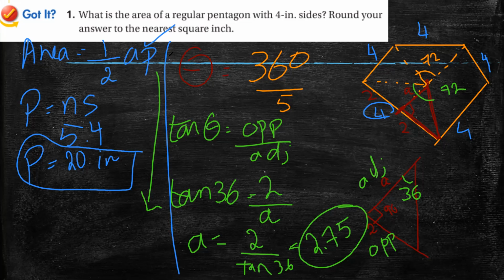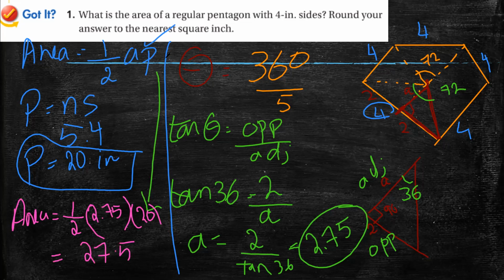I want to find the area of this shape. The area, as we said, is half the apothem, which is 2.75, times the perimeter, which is 20. I mean, it's 10 times 2.75, which is 27.5 inches squared. Is it clear? Yes, teacher, it is.